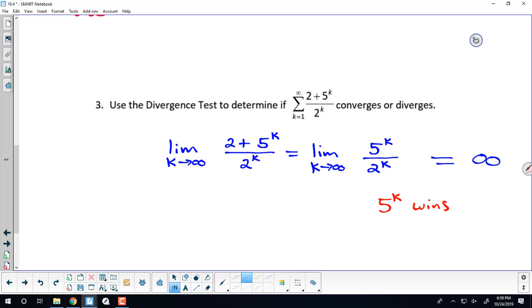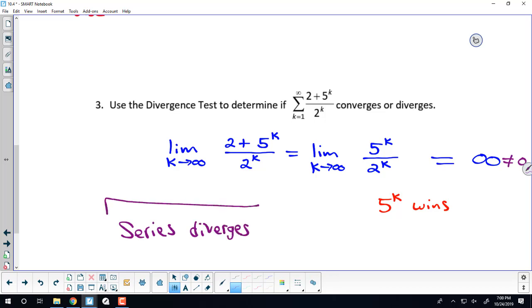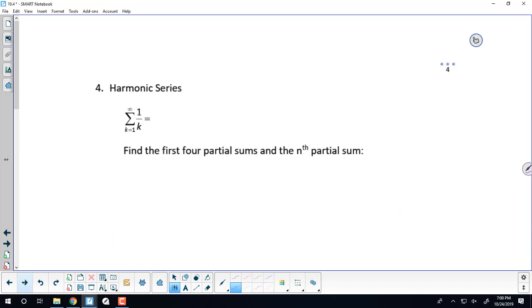The growth rates. So the limit is infinite, clearly not 0, so it diverges. Series diverges. All right, easy enough? So that's the easiest test that we have. The other ones deal with more involved things.